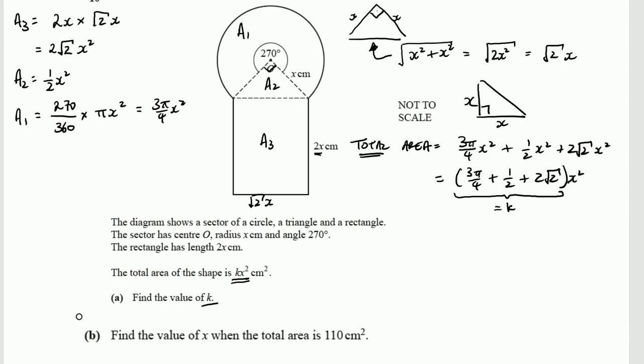I'll work it out on the calculator as well. This question isn't asking me for an exact answer, so this is fine. So I'm just working this out on my calculator. 3/4 pi plus a half plus 2 times the square root of 2 is giving me 5.68. And that total area is 5.68 x squared.